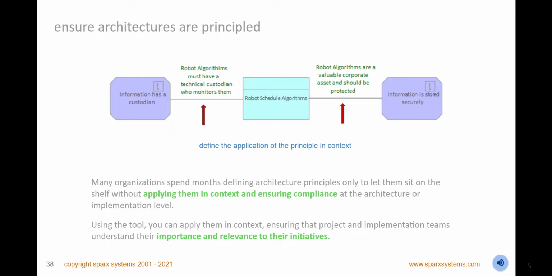Ensure your architectures are principled and that project and implementation teams not only know the applicable principles but can see how an architect has applied them in the context of their project artifacts. Use relationship notes to describe how a principle applies to a given part of the model, at a package or element level, and show these in diagrams that unambiguously illustrate the level of compliance.